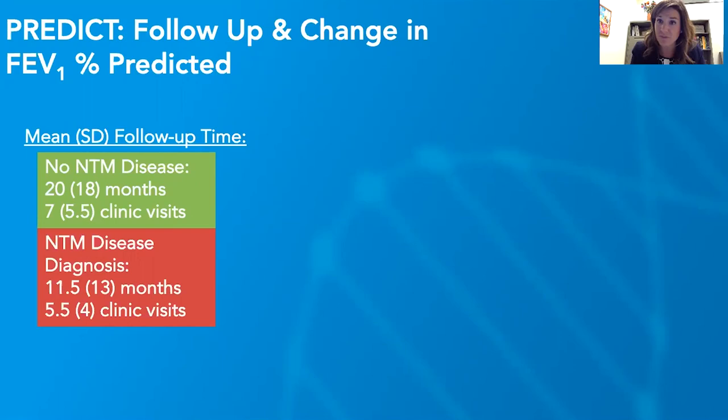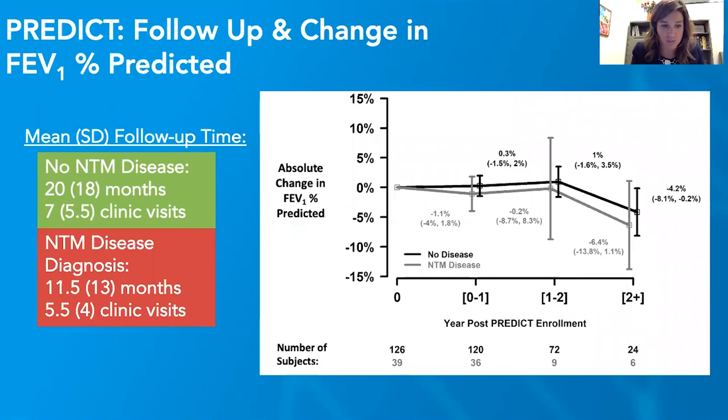When we look at pulmonary function changes over time, we see that those with NTM disease, shown in gray, initially have some decline in lung function. If the diagnosis was made beyond 2 years after enrollment, we see that these subjects actually have a pretty significant decline in their lung function, up to 6% decline on average. And we feel like this underscores the idea that we should really have some urgency toward making the diagnosis as timely as possible, because lung function can be lost if we have those delays.